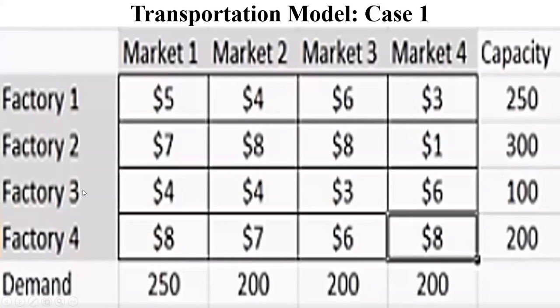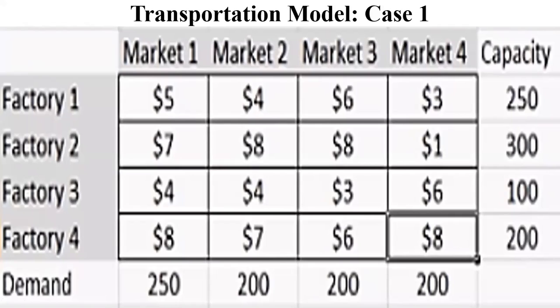factory, a factory for an agri input company, a fertilizer manufacturing factory. So there are 4 factories, 1, 2, 3, 4, and markets. There are 4 markets: they divided India into 4 markets, North India, South India, East, and West. The first factory's maximum manufacturing is 250 tons of fertilizer. The second factory's maximum capacity is 300. Capacity means how much they can make.